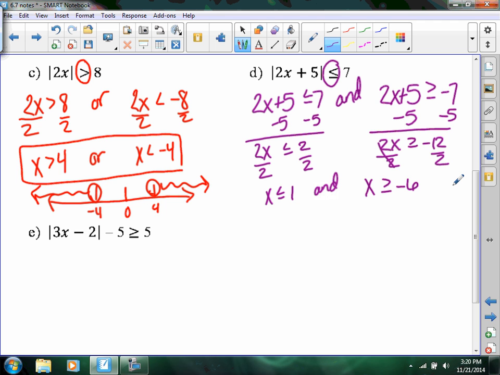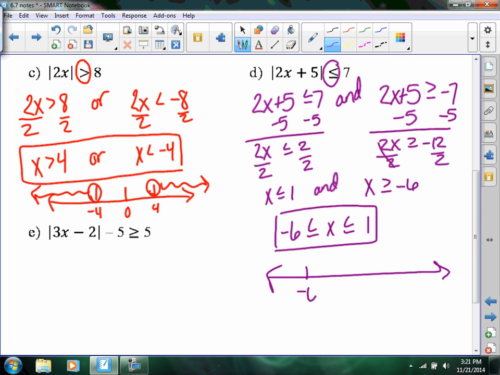Now I can't leave my answer written like that. It's not proper mathematical form. So I'm going to rewrite this. I'm going to put the negative 6 first because it's smaller. The x goes in the middle and the bigger number goes on the right. And then I have to have less thans. And both of these inequalities have equal to's. So I'll make them less than or equal to and less than or equal to. There's my solution.